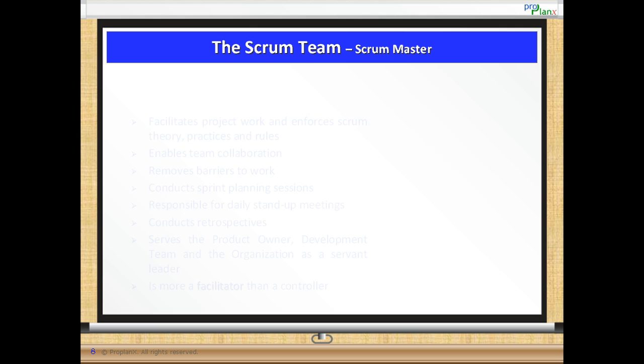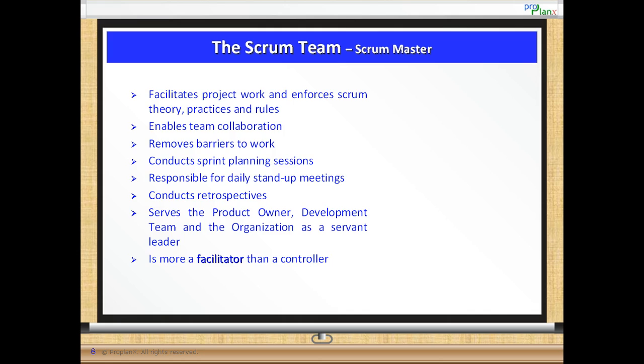The Scrum team's Scrum Master. Another component of the Scrum team is the Scrum Master. The Scrum Master enforces Scrum theory, practices, and rules. The Scrum Master facilitates project work through team collaboration and conducts daily stand-up meetings to enhance communication within the team and remove any barriers to their work. Scrum Master is responsible for conducting the sprint planning sessions which determine the what and how for the sprint. They teach the customer how to maximize the return on investment and meet their objectives through Scrum.